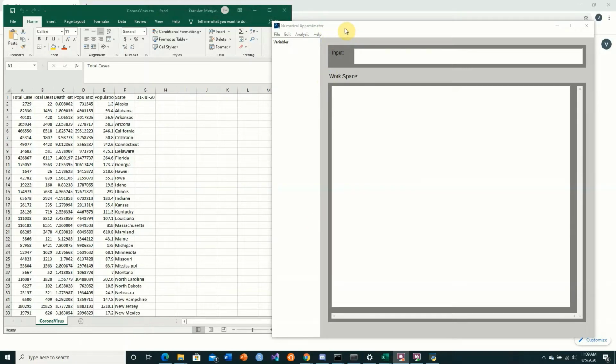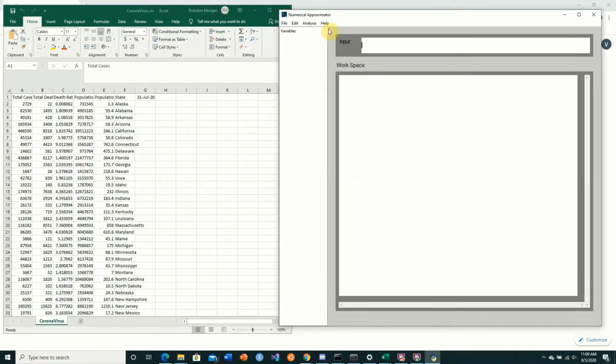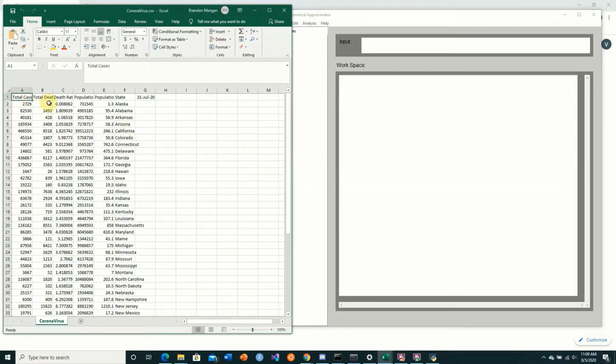Alright, welcome back. This is going to be a supplement to part 2. I'm going to perform another factor and cluster analysis, except this time on a different data set. So here we actually have some coronavirus data taken from July 31st.